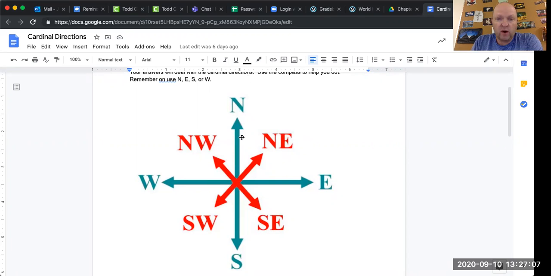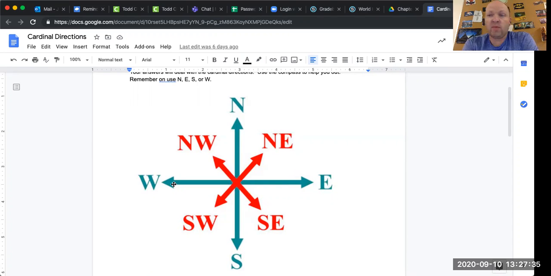So that means if I go up on a map, it means I went north. If I went to the right on a map, it means I went east. If I went left on a map, I went west. If I went down on a map, I went south. So the cardinal directions: north, south, east, west.